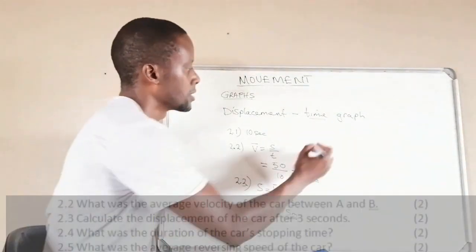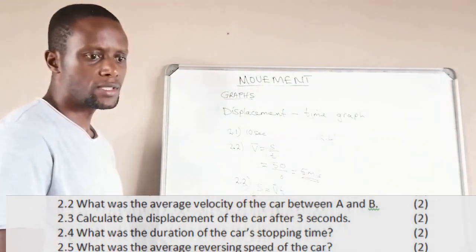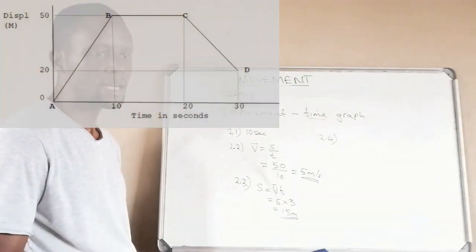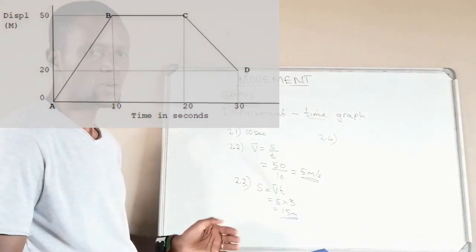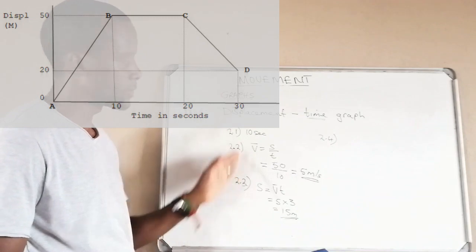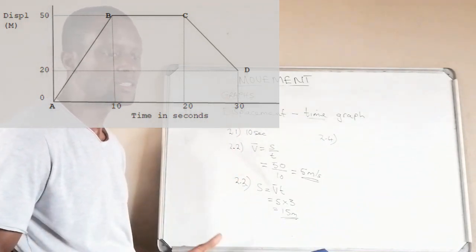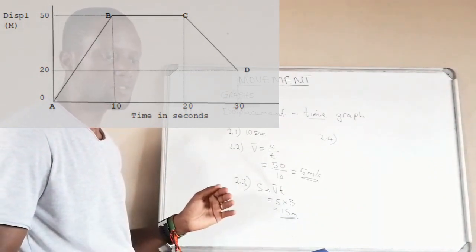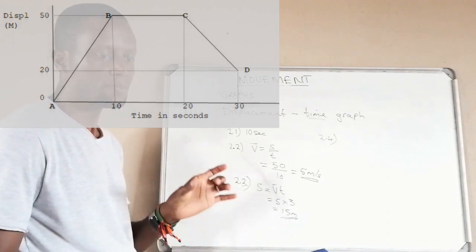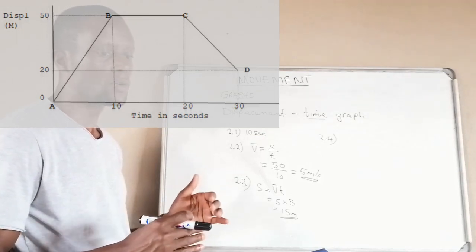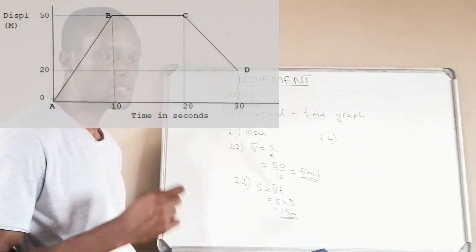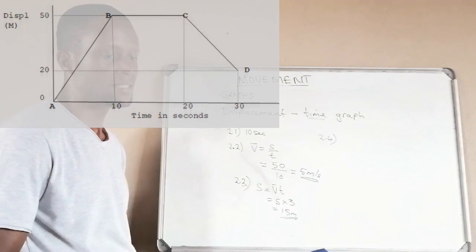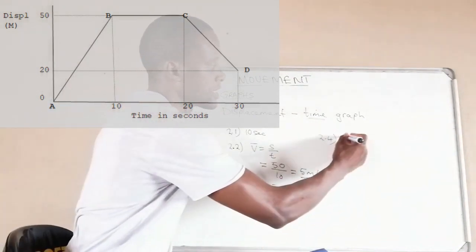Then 2.3, 2.4, the question says, what was the duration of the car's stopping time? With this one, it is not even a matter of calculating, we're just looking at the graph. On the y-axis of the graph, there is no change in displacement. The vehicle is not changing where it is, it is still at 50 meters from B up until C. In that period from 10 seconds to 20 seconds, the vehicle is not changing its position, which means it is still at the same position. So there is no movement at that point. We can call that part the resting position, and the duration was 10 seconds.